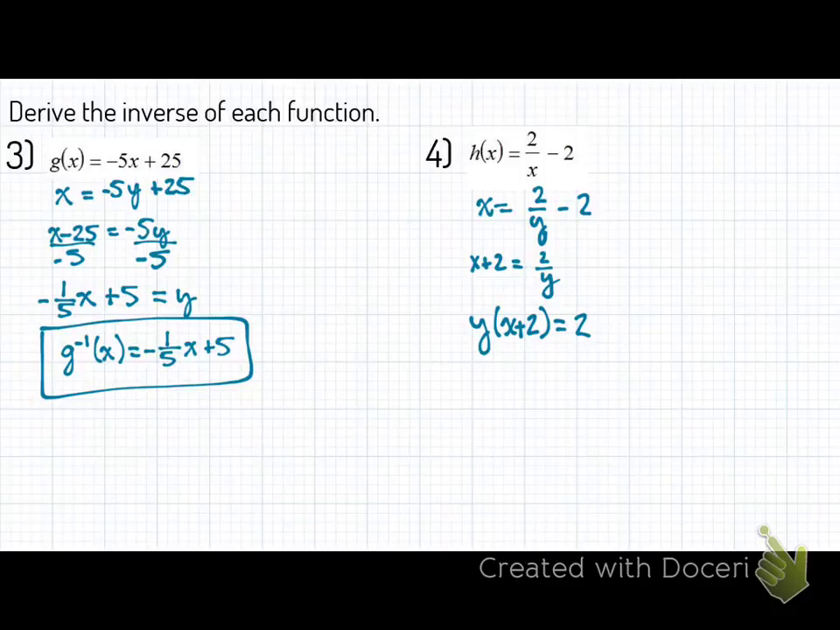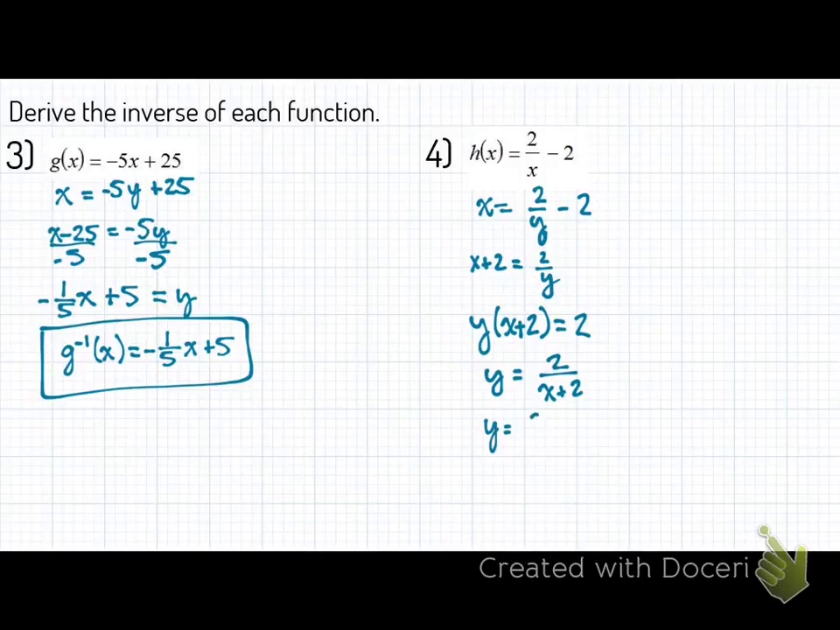Okay? Now how do you get y by itself? If y is being multiplied by x plus 2, how do you get y by itself? Divide. Good, we're going to divide by x plus 2. So we got 2 over x plus 2. Okay, this is a valid answer here, but let's keep going. What's 2 divided by x, everyone? 2 over x, good.